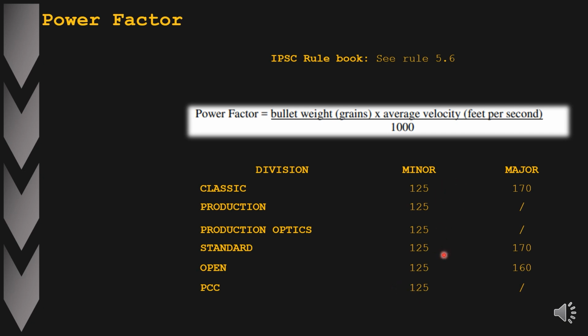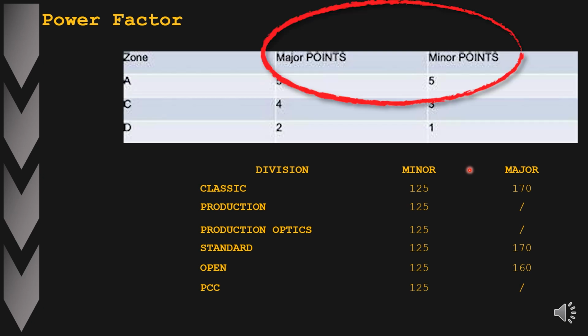You can also opt for certain divisions, classic, standard and open, to shoot in major power factor, which is significantly higher than minor power factor. And why is that? Because you're shooting a hotter load with much more powder, different weights of your bullets, which basically boils down to much more recoil, and more recoil is awarded by different points.